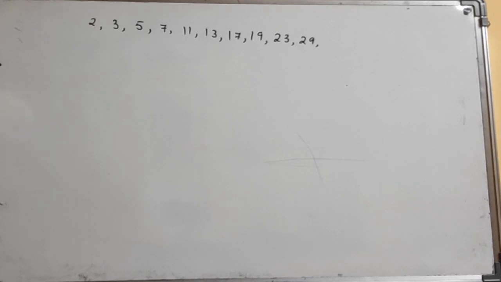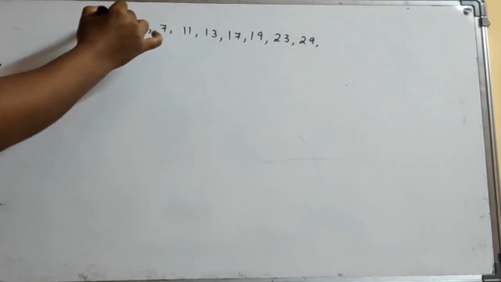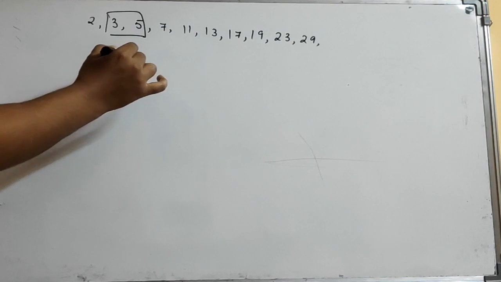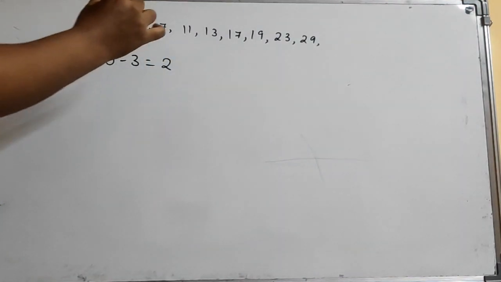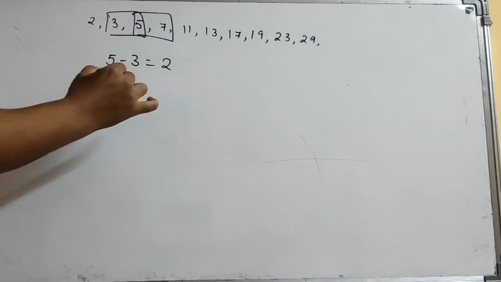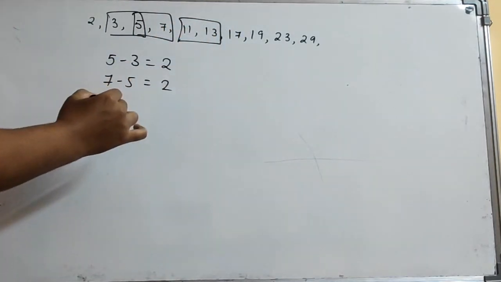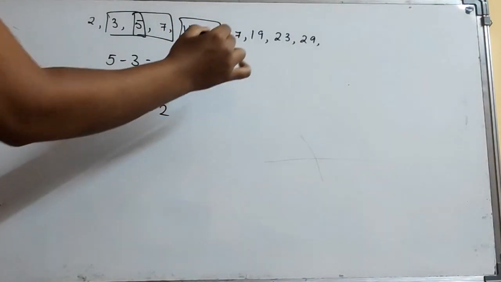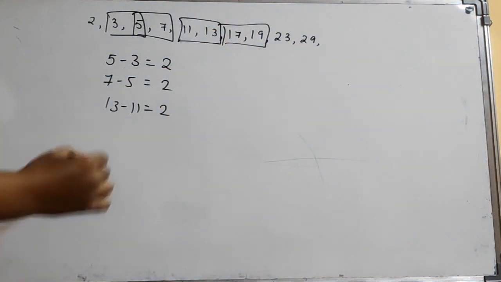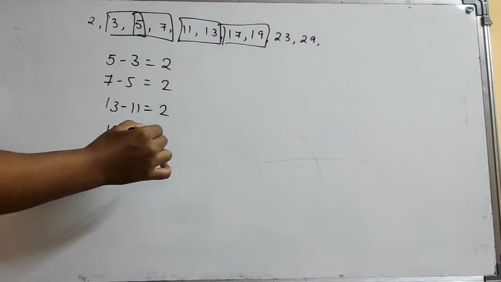Now consider you have two prime numbers and the difference between the two prime numbers is 2. If you subtract the prime numbers, you will get the answer as 2. Now look at this. If you subtract 3 and 5, 5 minus 3, the answer is 2. If you look at 5 and 7, 7 minus 5, the answer is 2. If you look at 11 and 13, 13 minus 11, the answer is 2. If you look at 17 and 19, 19 minus 17, the answer is 2.